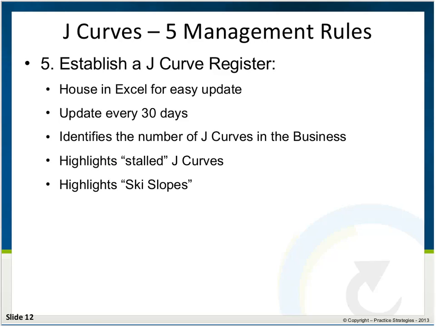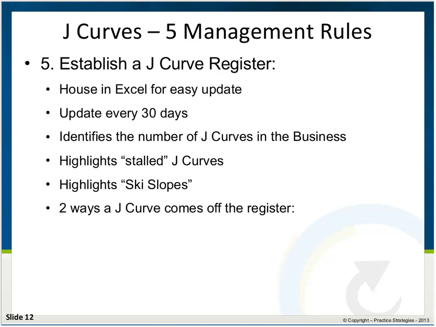But in many respects, the most important thing that the J-curve register is picking up is highlighting ski slopes. You will see the amount of money sucking out of the business ever increase, and the phase column will never get out of phase 1. If you have ski slopes in your business, you have to act.